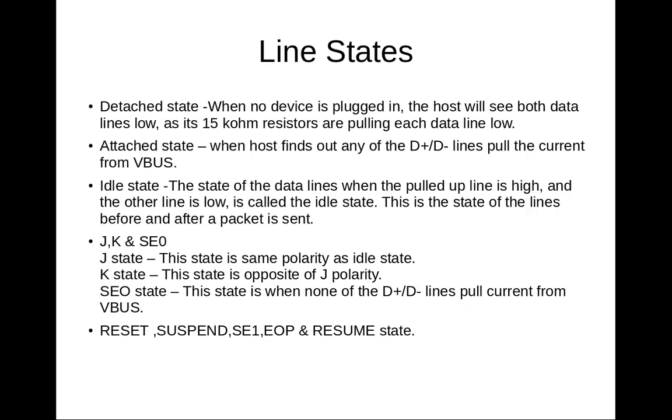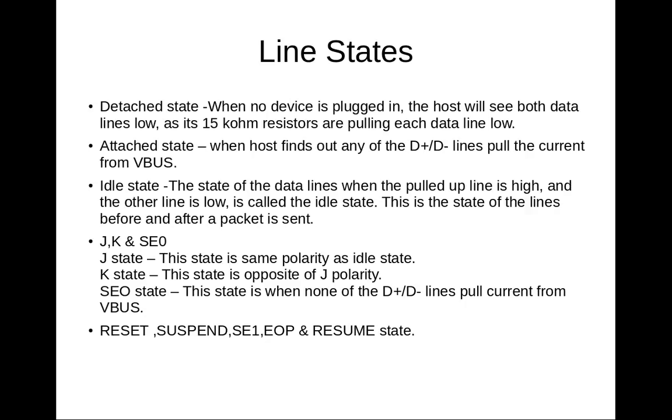As I told you, in the detached state, the upstream transceiver that we have has 15 kilo ohms of pull-up resistance that puts the line low. That means when there is nothing, no information going on your USB port, it's in detached state. Now in attached state, the host will find out, whenever you plug in your device, either one of your signal lines will pull the current from VBUS. So that is known as attached state.